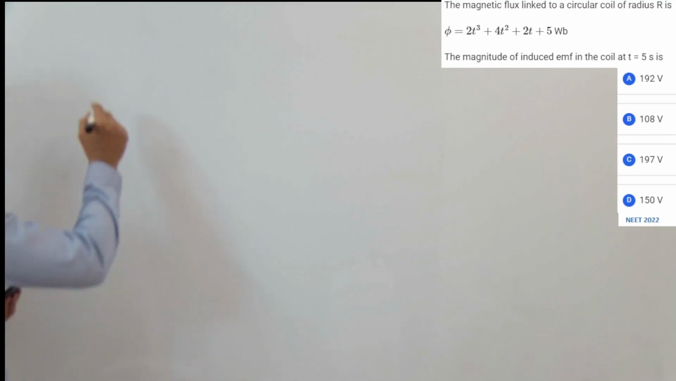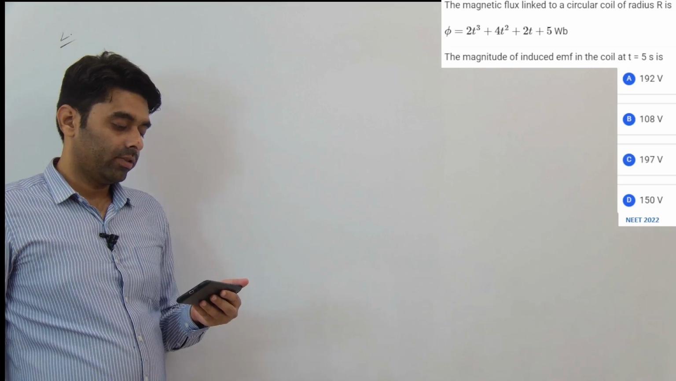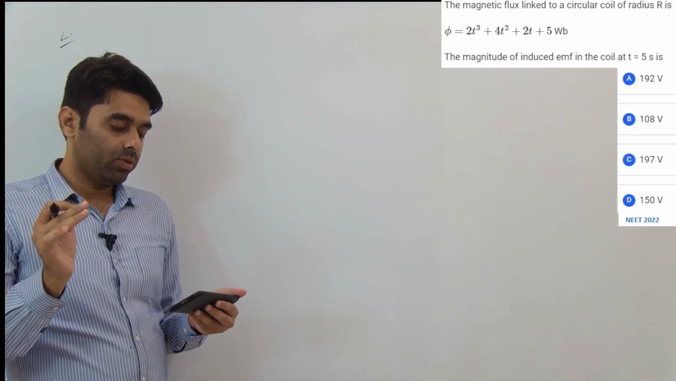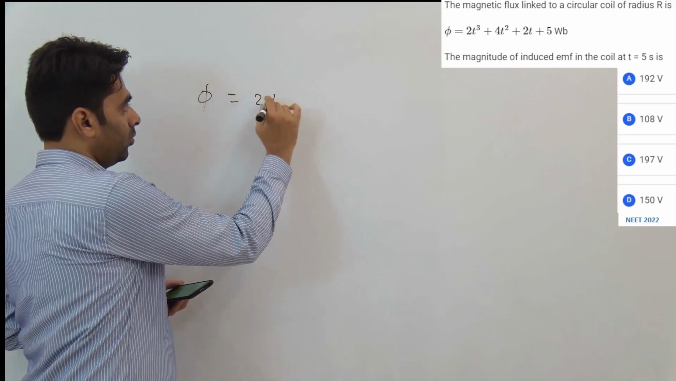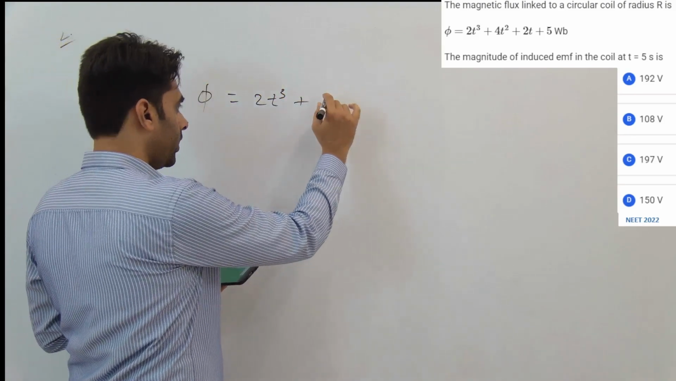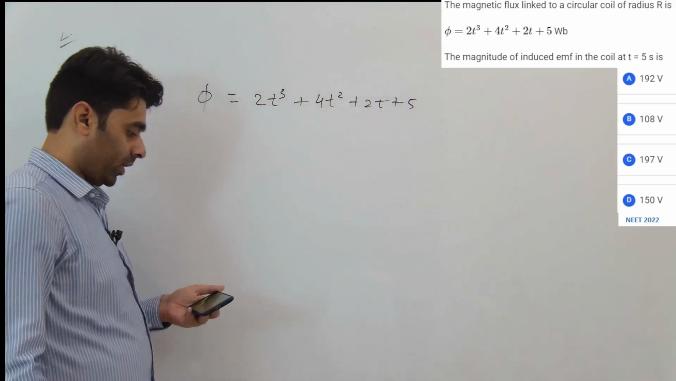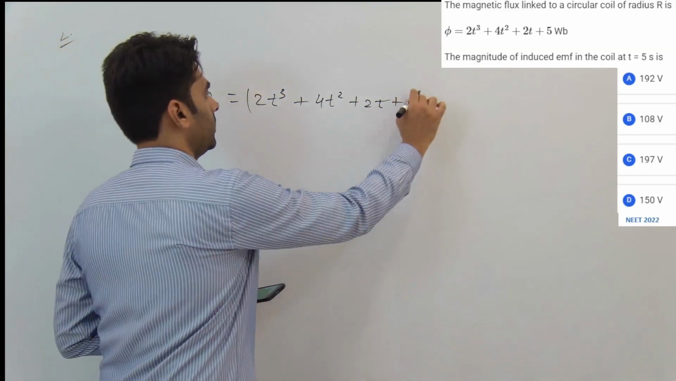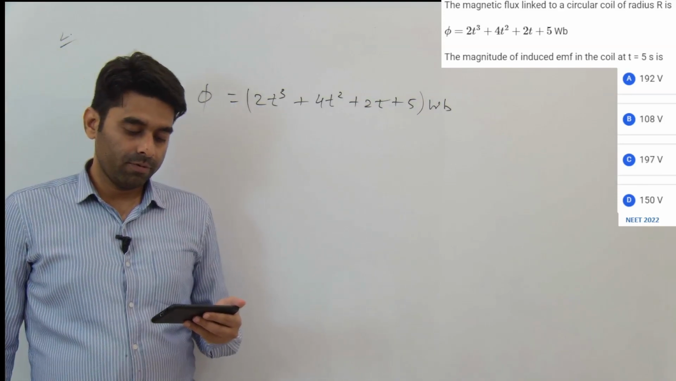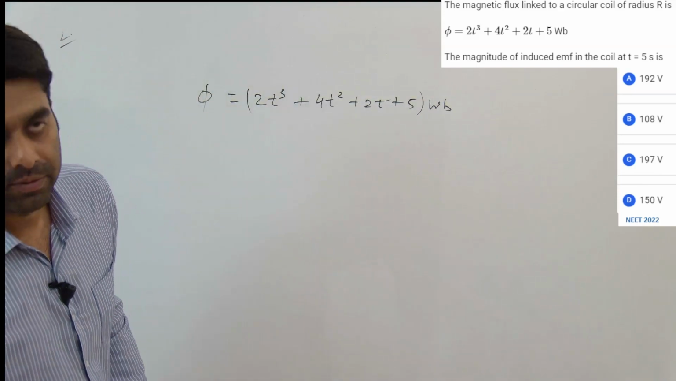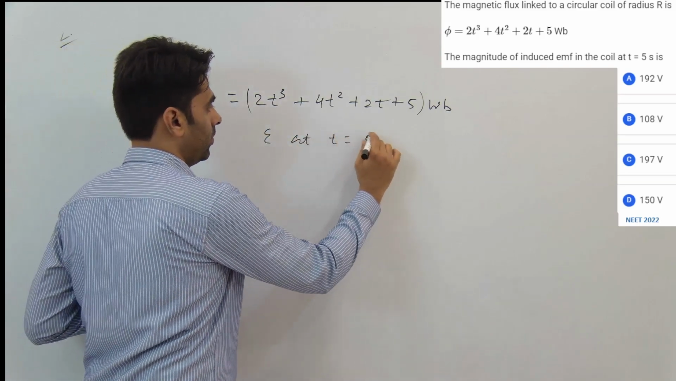So our question number 2, that is a 2022 question. Let us see. It says the magnetic flux linked to a circular coil of radius r is phi equals 2t cube plus 4t square plus 2t plus 5. Okay, this is your magnetic flux given to you. It says the magnitude of induced EMF in the coil at t equals 5 seconds.